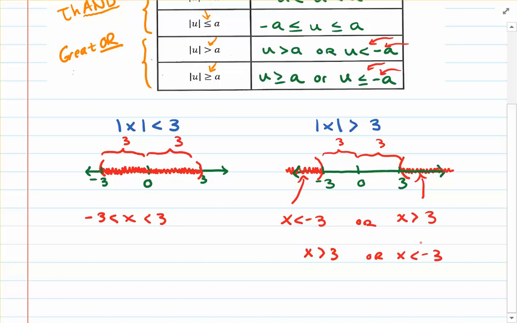So that's an explanation as to why the absolute value inequality involving greater than breaks up into the OR compound inequality. I hope you found that helpful.